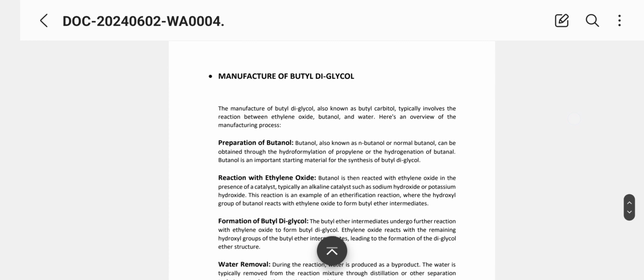Manufacture of butyl diglycol. Butyl diglycol is also known as butyl carbitol. Its manufacture typically involves the reaction between ethylene oxide, butanol, and water. Here's an overview of the manufacturing process. Preparation of butanol. Butanol, also known as n-butanol or normal butanol, can be obtained through the hydroformylation of propylene or the hydrogenation of butyraldehyde. Butanol is an important starting material for the synthesis of butyl diglycol.